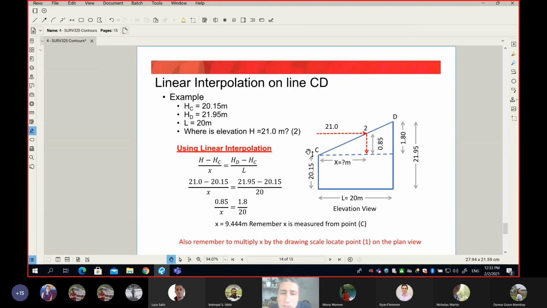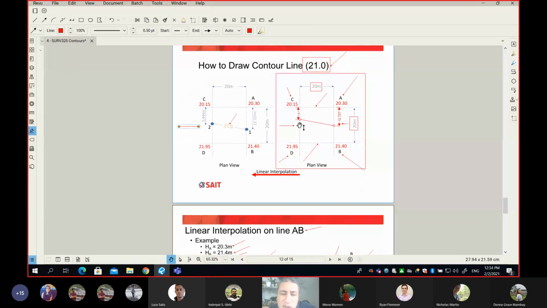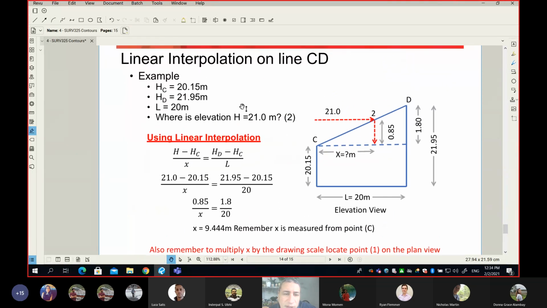Okay, now let's do one more time, look at this please. I still need to figure out where is point 2. To do so, I need to look from the side view, from this direction, and draw point C and D on the side view and try to locate point 2. This is another time to do it just in case you couldn't capture the first one. Please watch this. So what do I know? I know that the elevation of point C is 20.15. H of D is 21.95. The horizontal distance is 20 meters. What is my job? I want to find where is the point that has elevation 21, which is the contour line number, which is point number 2, huh?